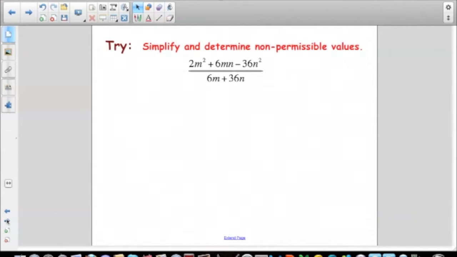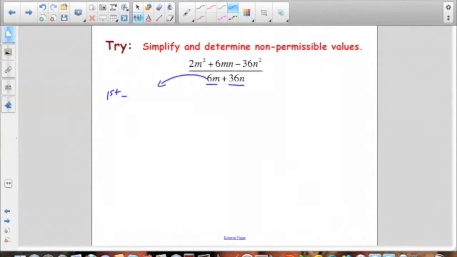Okay, now we have this rational expression, and we're going to simplify and determine non-permissibles. Like we did before, the first step is we want to take the denominator and factor. So what's common in this term and this term? Well, 6's. So we get 6 times (m plus 6n). Okay, so there is our denominator simplified.